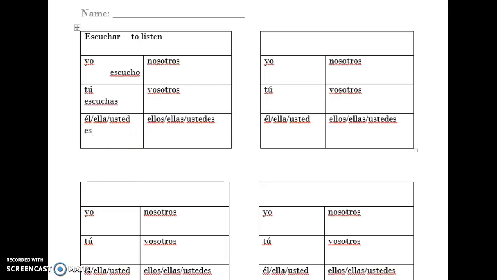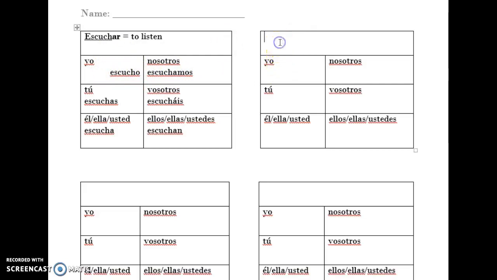Él, ella, usted, escucha. Nosotros, escuchamos. Vosotros, escucháis, and ellos, ustedes, escuchan. So we can do that with any number of verbs, just following this exact same pattern.